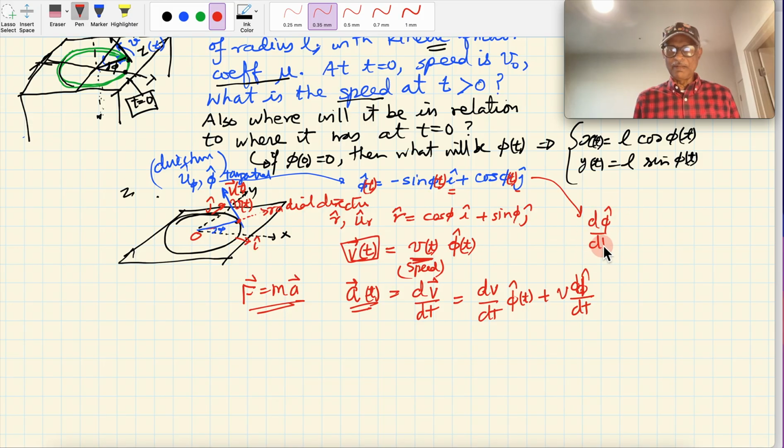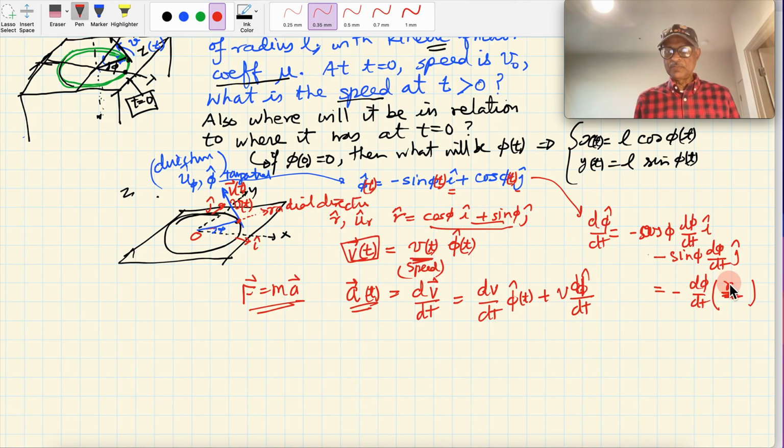And I go over there and say, okay, what will that be? d phi hat dt, well, that's going to be minus cosine phi d phi dt, but that is constant, so it's not going to make any difference, minus sine phi d phi dt j hat. So if I take a minus d phi dt common from there, what I'm left with is just the r hat part, which is a function of time. So we got this, so we can replace this.